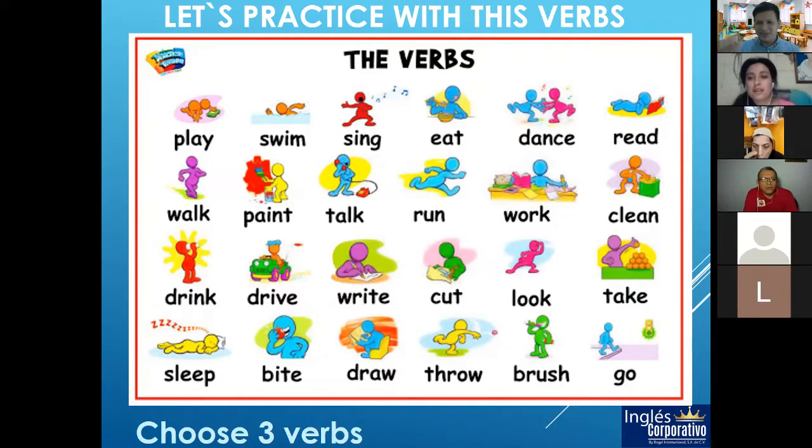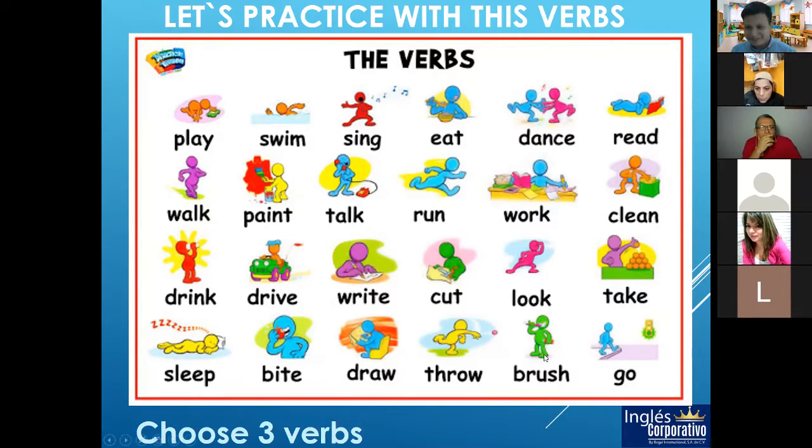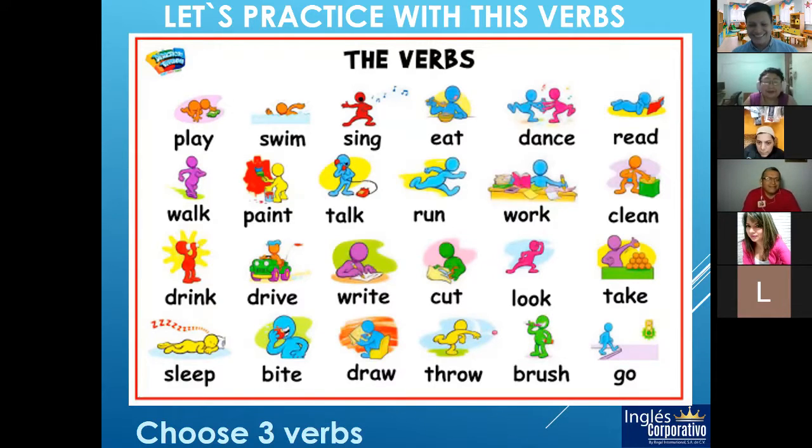Brush. Notice, you can use brush for brush your teeth, para cepillarse los dientes, brush your shoes, cepillar los zapatos, y de cualquier otra cosa que van a cepillar. Really good. Okay, morder. Bite. Y el más hermoso de todos. Sleep. Dormir. Sleep.